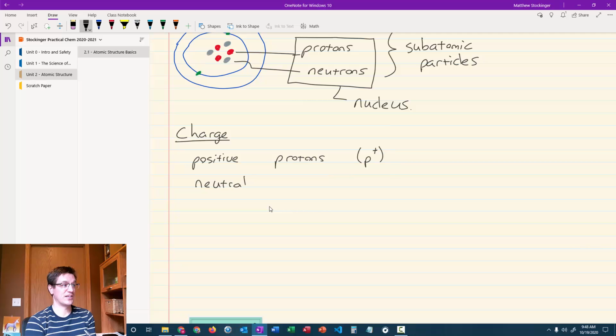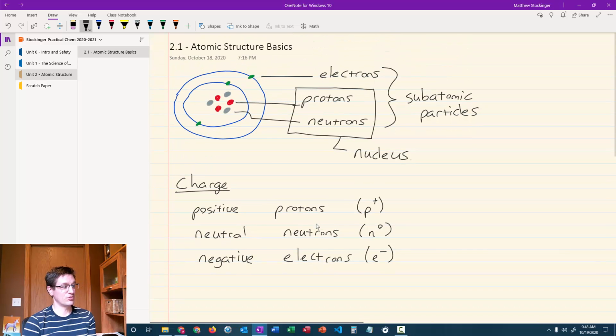Neutral charge, you may have guessed, is the neutrons. That's why they're called neutrons, because they're neutral. And their abbreviation is a lowercase n with a superscript 0, because there's no charge. That's what neutral means. Not positive, not negative. And of course, negative is the third kind of charge that you can have. And electrons are negative, so we write an e with a superscript minus.